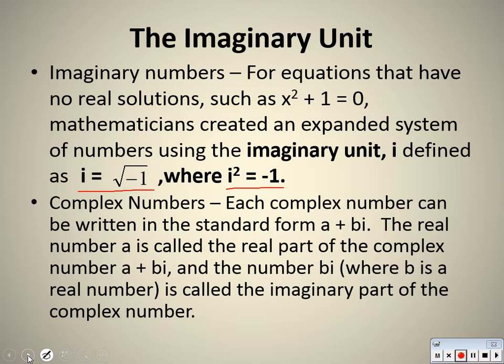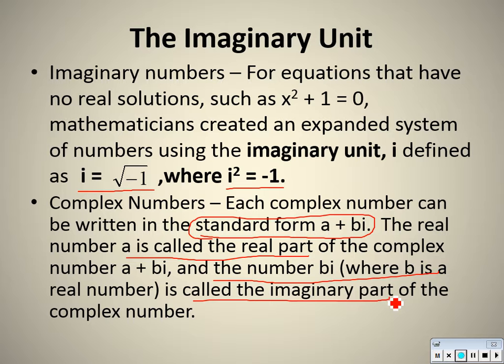So a complex number basically combines a real number with some sort of imaginary component in some sort of sum or difference. So the standard form of a complex number is of the form a plus bi, where a is the real part of the complex number, that's a real number, and the b times i part is the imaginary piece to the complex number.